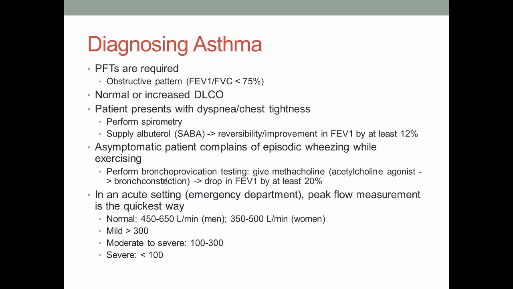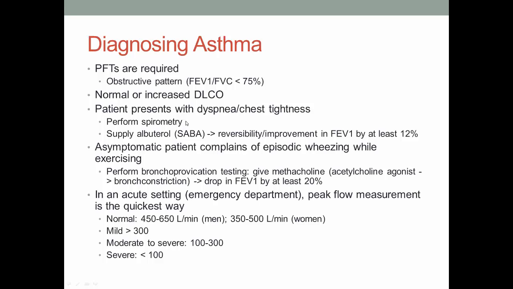So you have a patient you think has asthma. What exactly do you do? So we already talked about this, right? The ratio is going to be low. Might not be below 70 because that's COPD. You're going to have a normal or slightly increased diffusion ability, so it's not decreased, so it's not emphysema. They're going to present with shortness of breath and chest tightness. So what would you do?